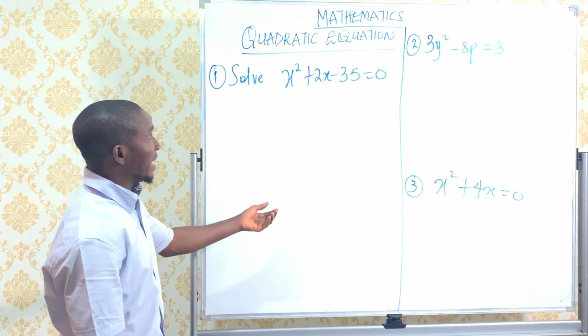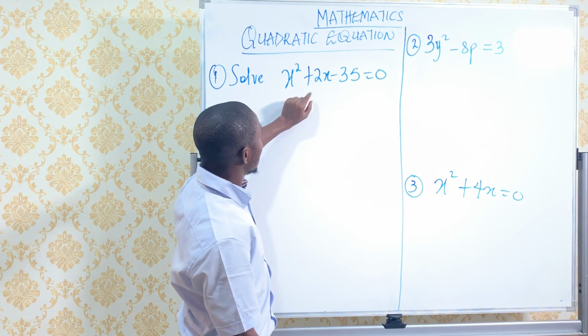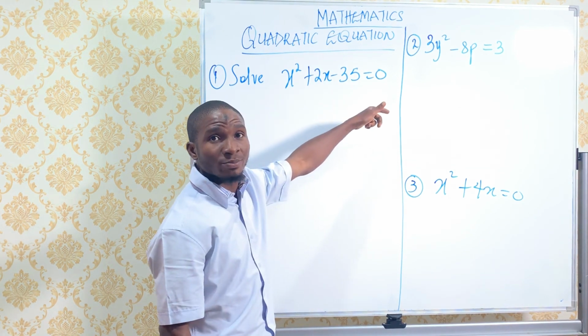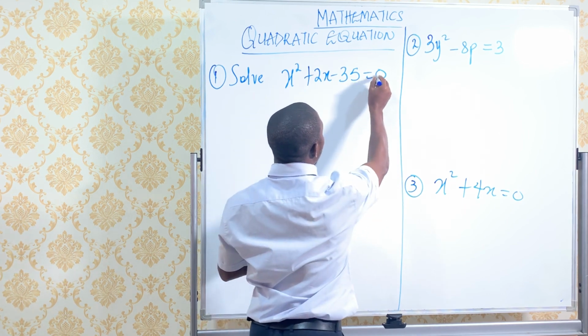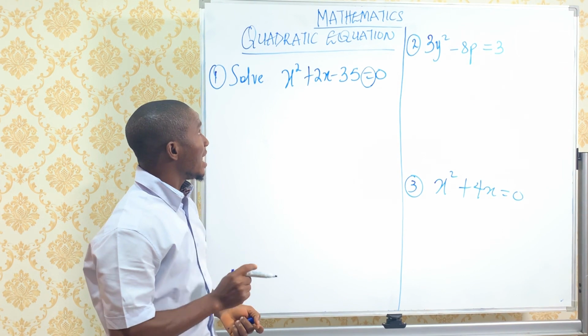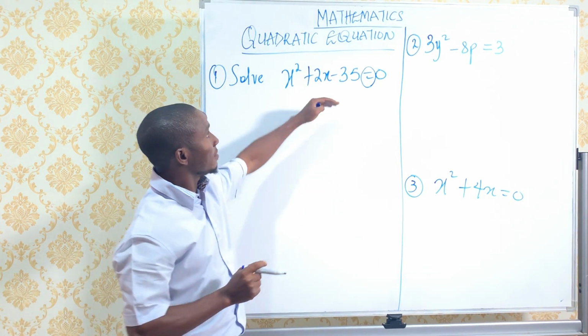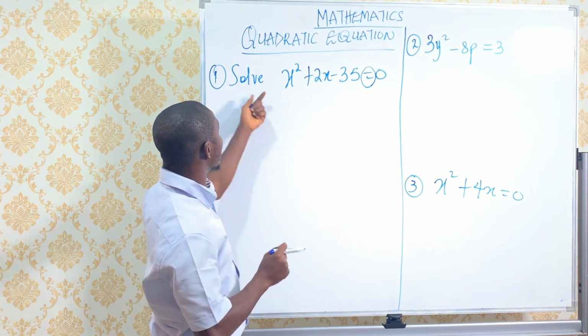Now, we want to look at quadratic equation. When you look at this, it is an equation. It's different from an expression because it has this equality sign. So it's different from an expression, and the major difference between the two is that here you are not only meant to factorize, but you are meant to solve.